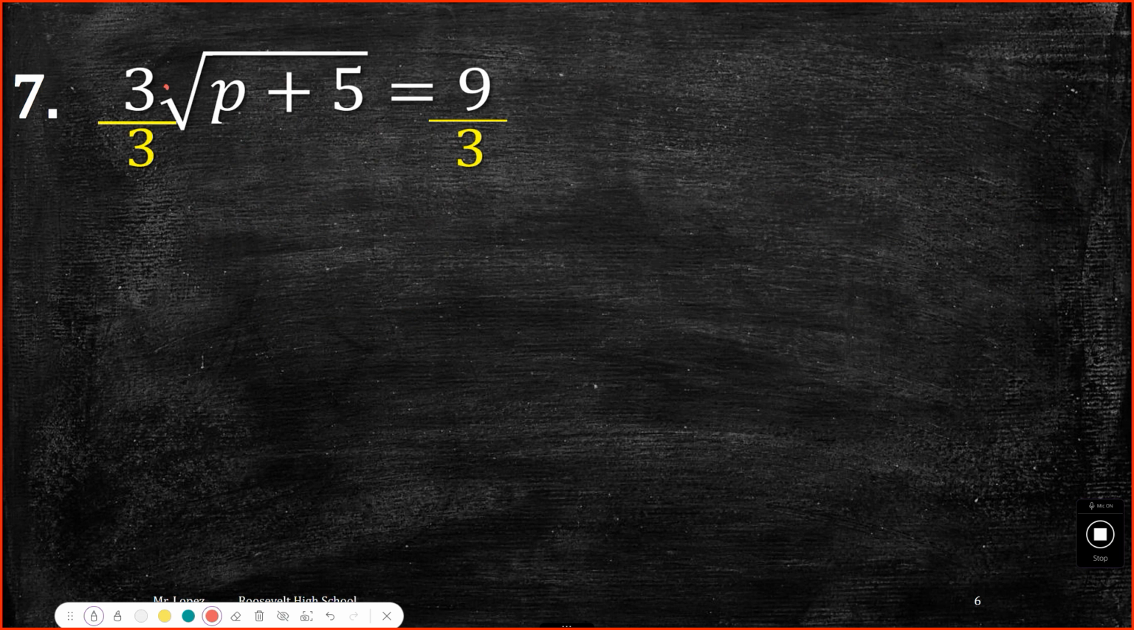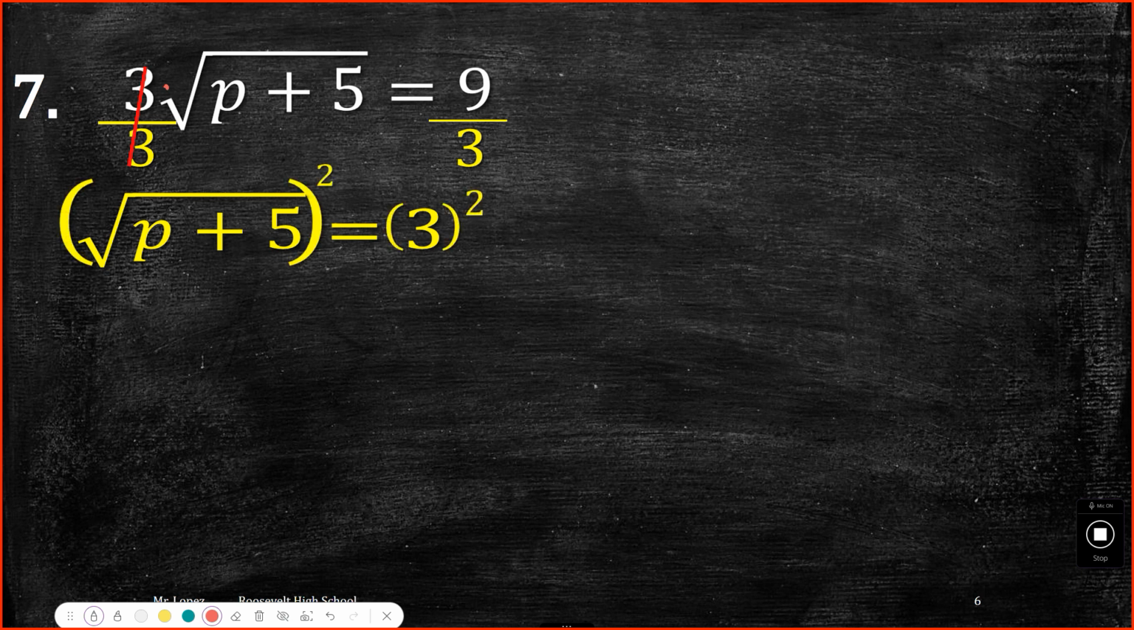So square root of p plus 5 equals 3. Then what do we do now? We're going to hold it and square it, cancel. P plus 5 equals 9. Minus 5 both sides, p equals 4.